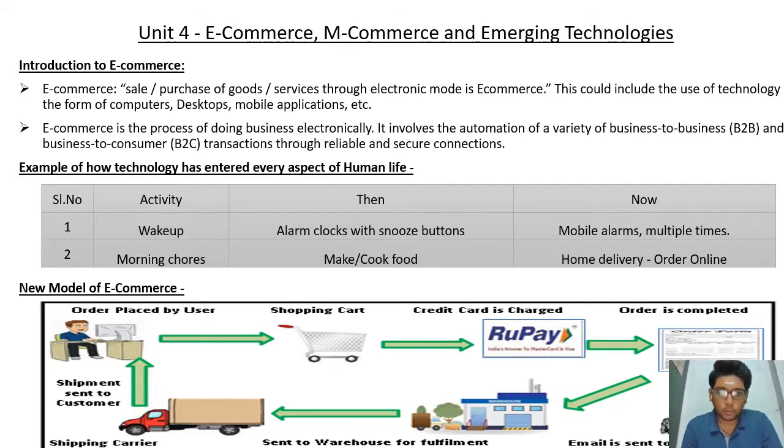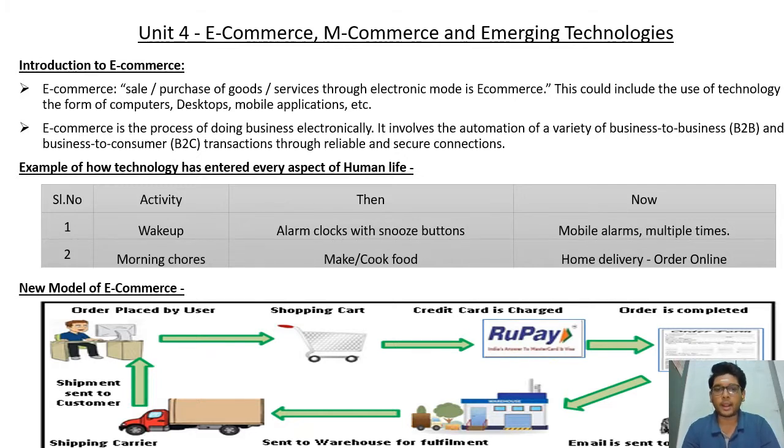Now we come to the new model of e-commerce. What is the new model of e-commerce? First, it tells us how we do e-commerce. We sit at home. For example, I want to buy a shoe, say football shoes. I order from where I am sitting. So I am placing my order. I am the user, I place my order.